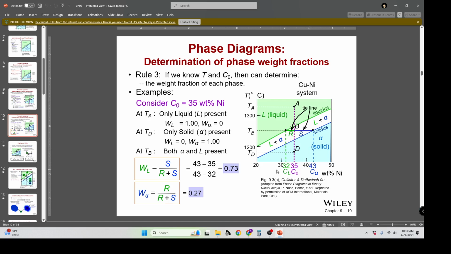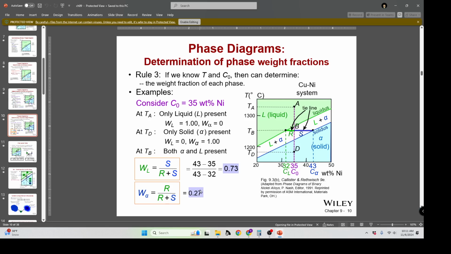So that makes sense. And from that, we calculate using our liquid side. So the left side is the opposite over the sum. The alpha, the solid side, the right side, is the opposite over the sum. And that's just a thing that you need to remember, which side is which. So we get a liquid composition of 73% and a solid composition of 27%.